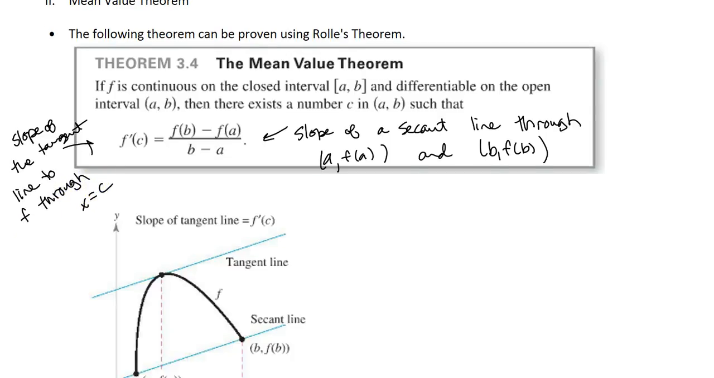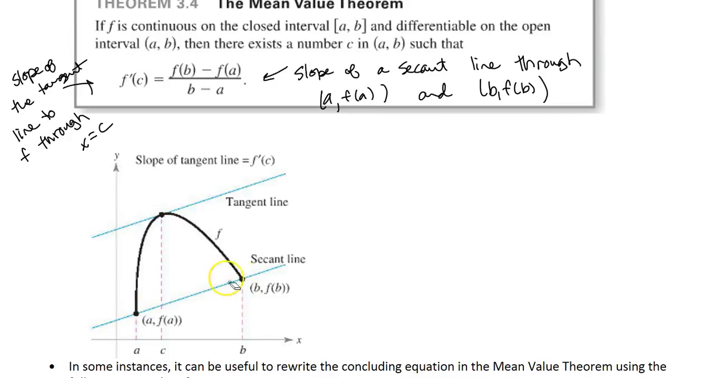So what's really going on here is you've got your points (a, f of a) and (b, f of b), so this would be your secant line. And it's saying there's some point in this interval where if you find the tangent line, it's going to be parallel to that secant line. So you can see both of these lines would have the same slope even though they come from different places. So this is what the mean value theorem gives us.